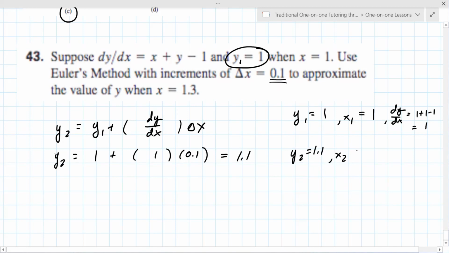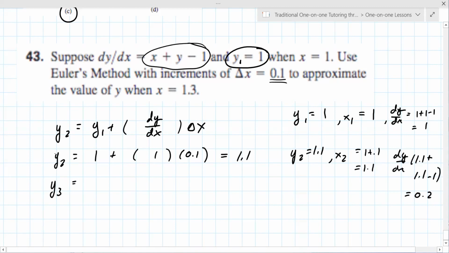Your x2 is x plus your delta x, so it's 1 plus 0.1, so it's 1.1 also. It just so happens that these are the same. That doesn't usually happen. For dy/dx, you go back to x plus y minus 1, but you use your x2 and y2. So it's 1.1 plus 1.1 minus 1. Okay, so it's 1.2.